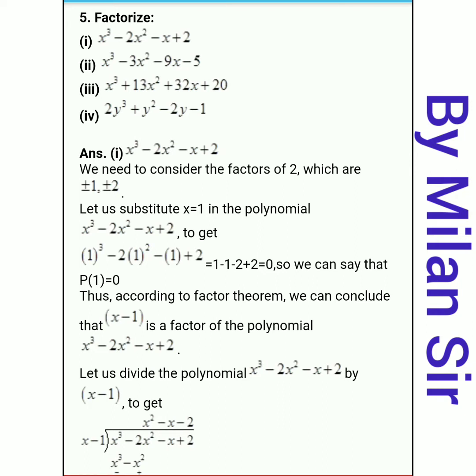So let's start it. First of all, read this question: factorize. First question, x cube minus 2x square minus x plus 2. Okay, we need to factorize it. Here, this is a cubic polynomial, right? Because the degree is equal to 3. Degree means the highest power of the variable, it is 3. So this is a cubic polynomial. These things we already learned in our theory part.